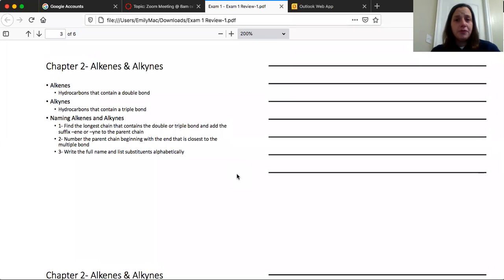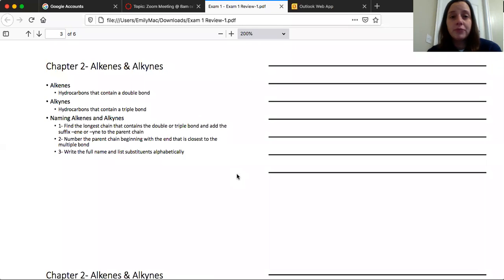Okay, chapter 2 is alkenes and alkynes. Alkenes have a double bond, alkynes have a triple bond. When we name them, we have to find the longest carbon chain that has the double bond or the triple bond in it. If it's a double bond, we add the suffix "-ene." If it's a triple bond, we add the suffix "-yne" to the parent chain. And you always need to number where your double bond or triple bond is.